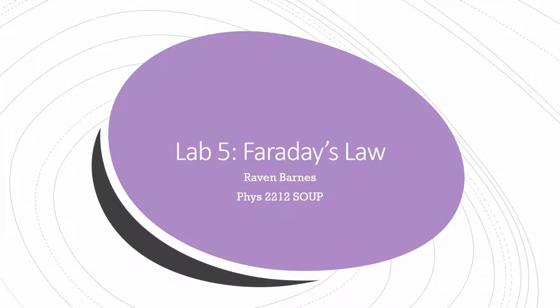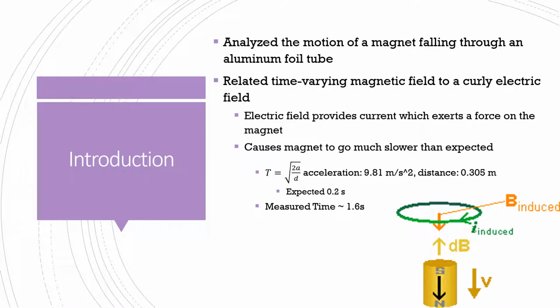Faraday's Law. In this lab, we analyzed the motion of a magnet falling through an aluminum foil tube. We related a time-varying magnetic field to a curling electric field. The electric field provides a current which exerts a force on the magnet. This caused the magnet to go much slower than expected.